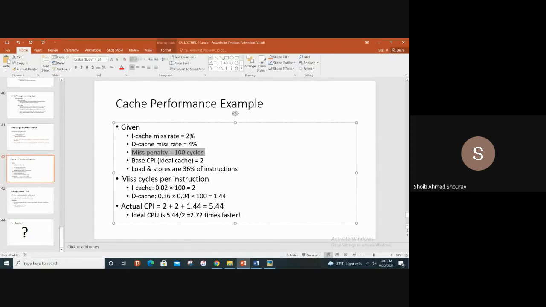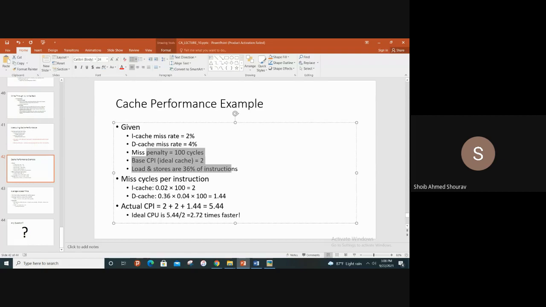Miss penalty will be given, base CPI for an ideal cache will be given, and load and store percentages will be given as well. What we have to do is find the miss CPI, miss cycles per instruction, and the actual CPI. Two things. You are going to be given all these values. Maybe you will find that miss rate in question A and another miss rate in question B. Then with these values you will be asked to find the miss cycles per instruction and actual CPI.